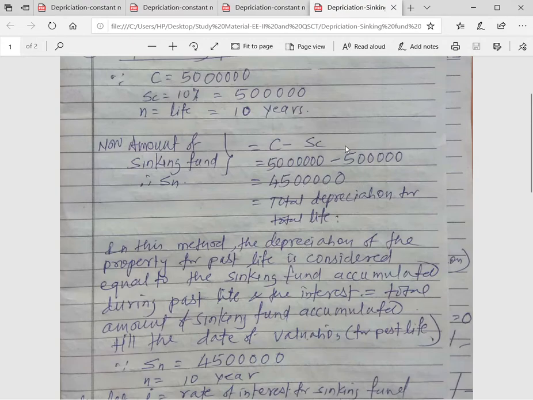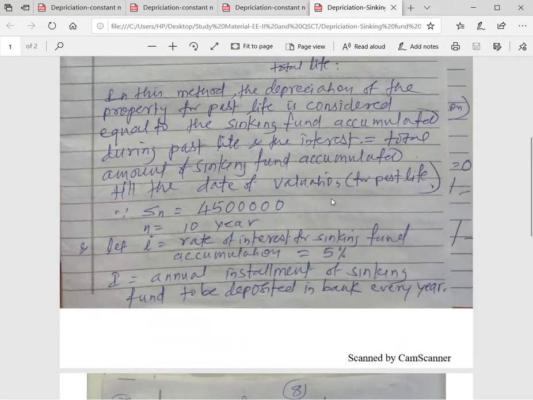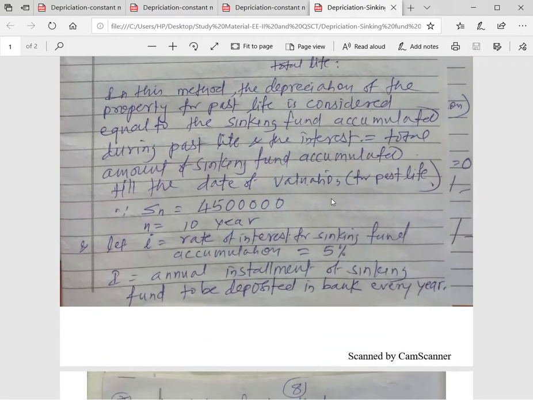So we have to make provision by depositing a certain amount, that we call the sinking fund, every year, so that it will accumulate to this particular amount, that is 45 lakh, plus we will be getting 5 lakh as the scrap value, so we can rebuild the property or again purchase the same machinery. So here the basis is that the amount of sinking fund accumulated for a particular period is considered as the depreciation for that period.